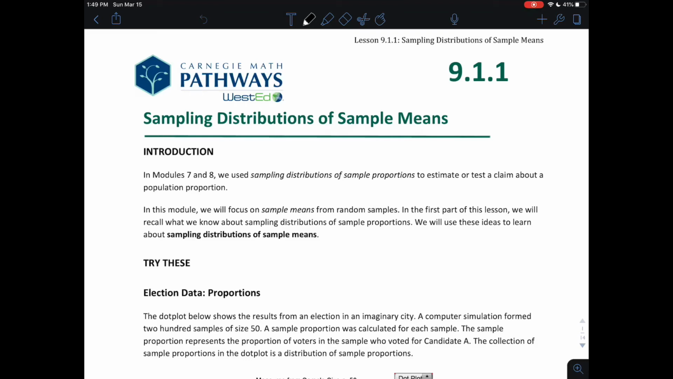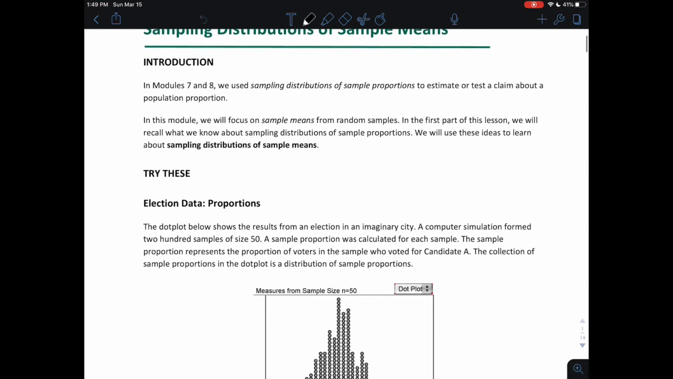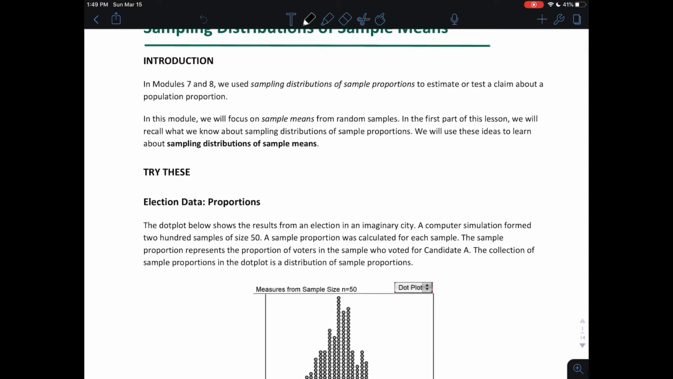Sampling distributions of sample means. As an introduction, in modules 7 and 8, we used sampling distributions of sample proportions to estimate or test a claim about a population proportion. In this module, we will focus on sample means from random samples.